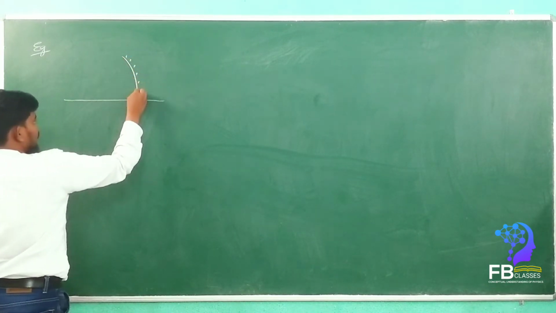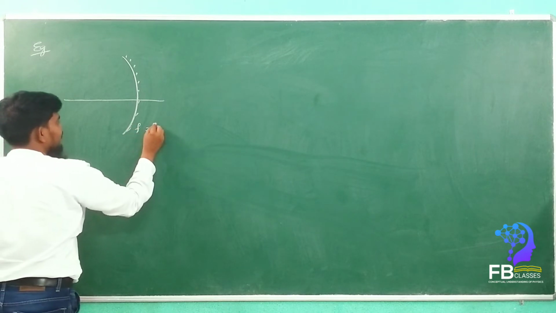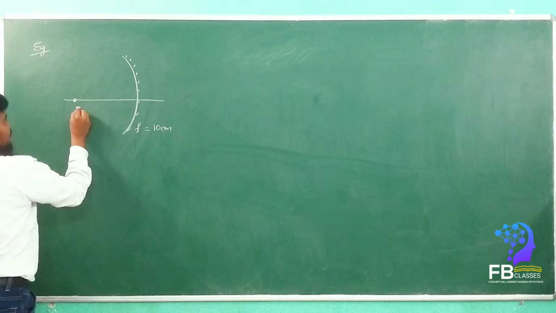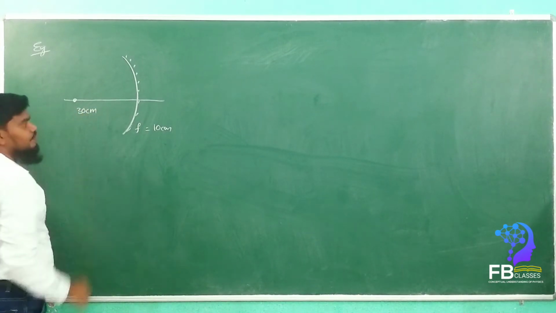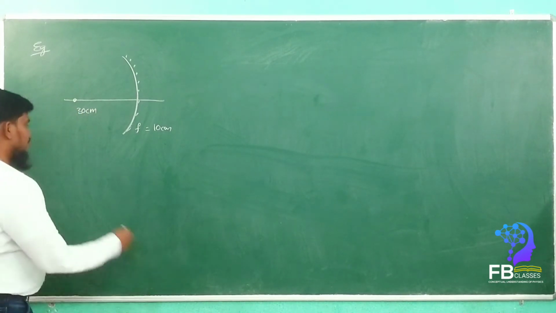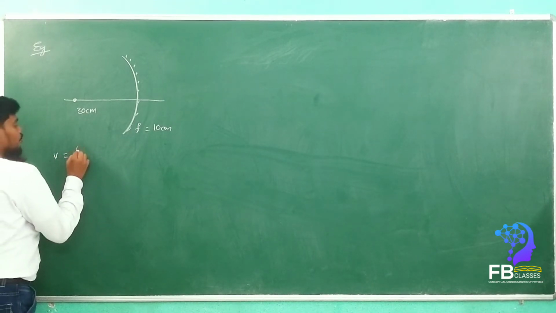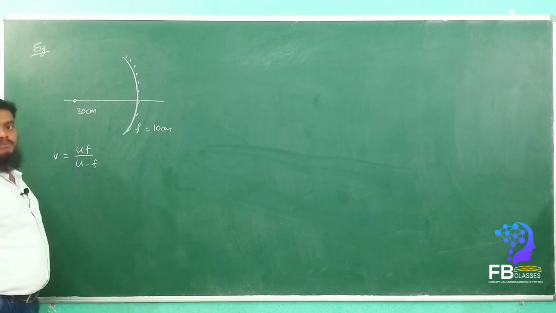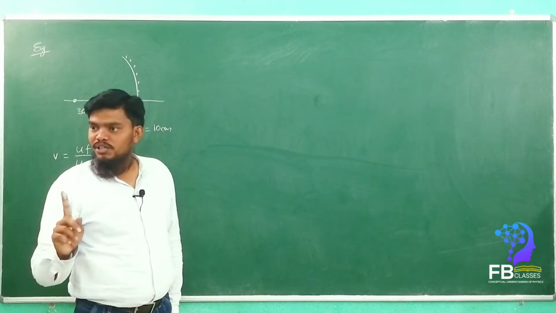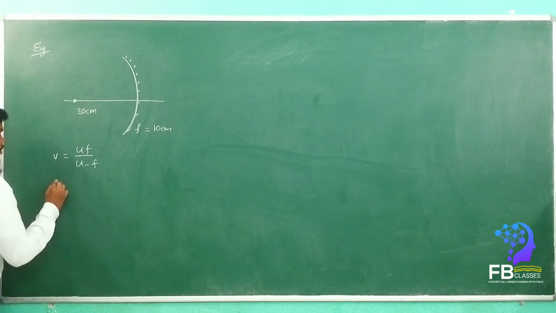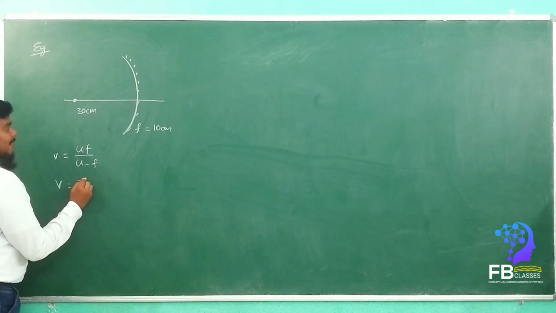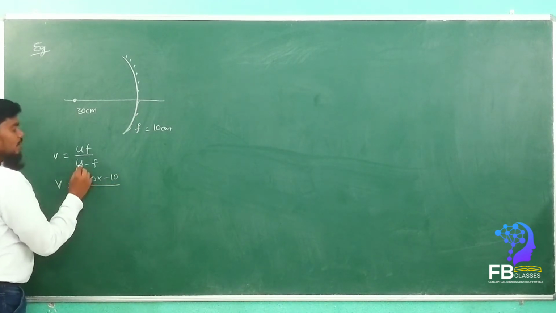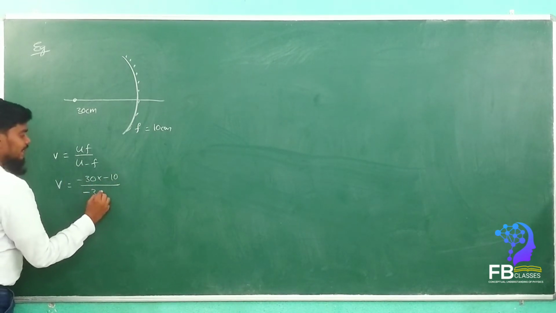See, the focal length is 10 centimeters. Let the object be placed at a distance of 30 centimeters. Then where will the image come? See here, V is equal to UF by U minus F. Whenever we are putting the values, we have to put them along with the sign. So V is equal to how much, my dears? V equals minus 30 into minus 10 upon minus 30 plus 10.